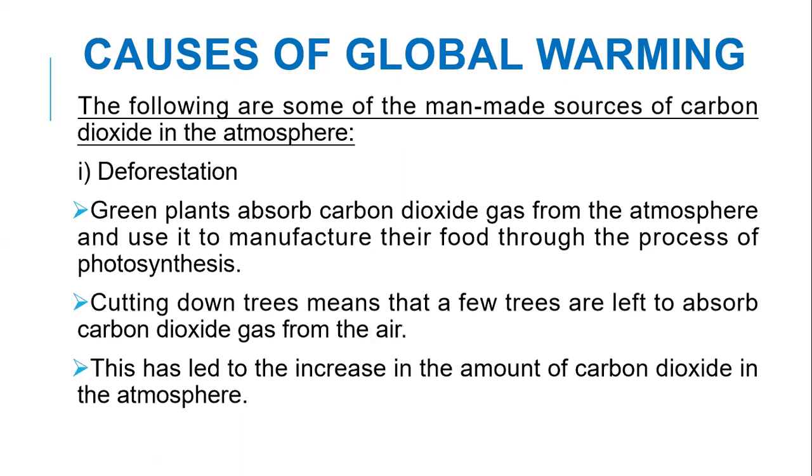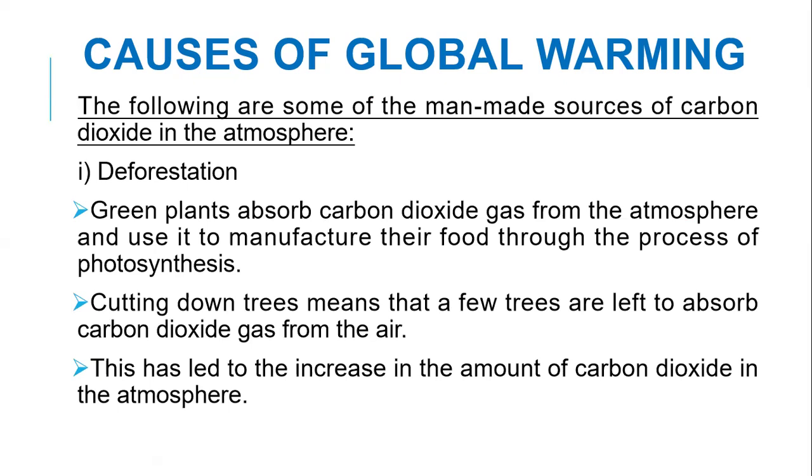Now, the following are some of the man-made sources of carbon dioxide in the atmosphere. The first one is deforestation. Deforestation is simply cutting down trees, which would have been very useful in absorbing carbon dioxide gas from the atmosphere. Green plants absorb carbon dioxide from the atmosphere and use it to manufacture their food through the process of photosynthesis. Cutting down the trees means that few trees are left to absorb carbon dioxide gas from the air.